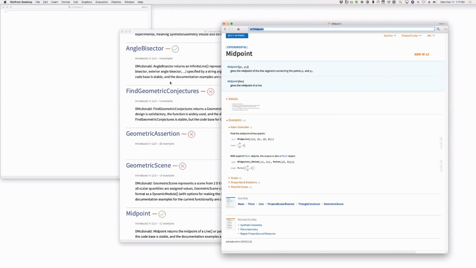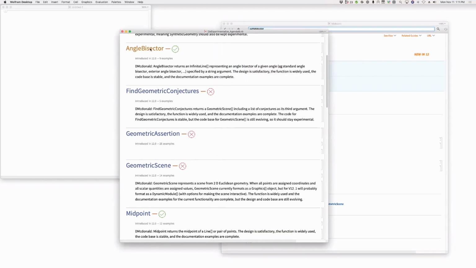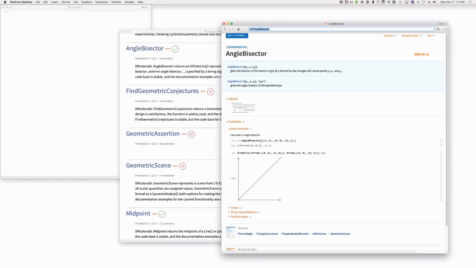So angle bisector, similarly, I personally don't like the fact that in this case, it's returning infinite line. Right, but what else would it return? Well, let's think about that for a second. What would that be? What the heck is that? I mean, that's not even a line. Well, it sort of is a line. I am confused here.